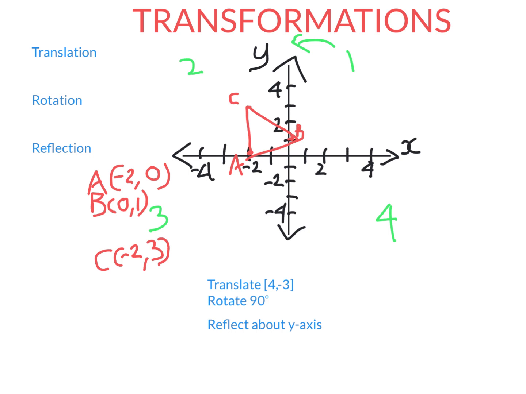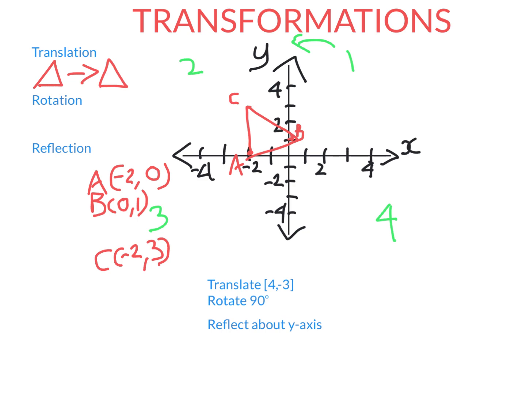So first we better understand what those words mean. So the three transformations you need to know are translations, rotations, and reflection. A translation is just a slide. If you take a shape and translate it, you just move it. You don't change its orientation at all. You move it left or right and or up or down.